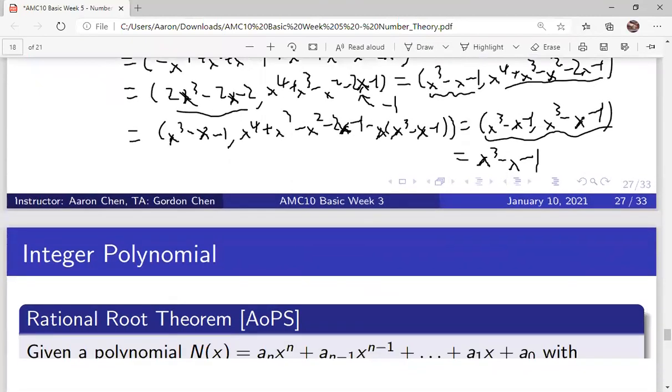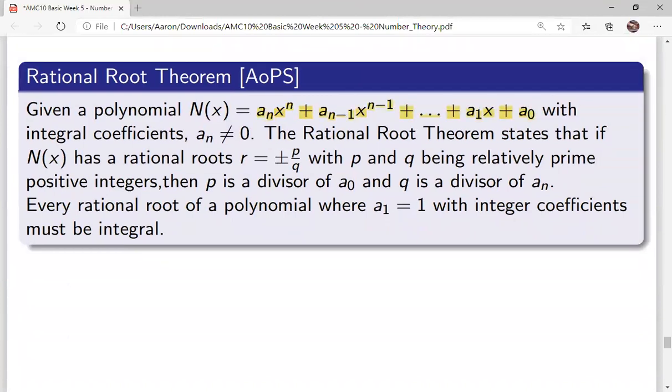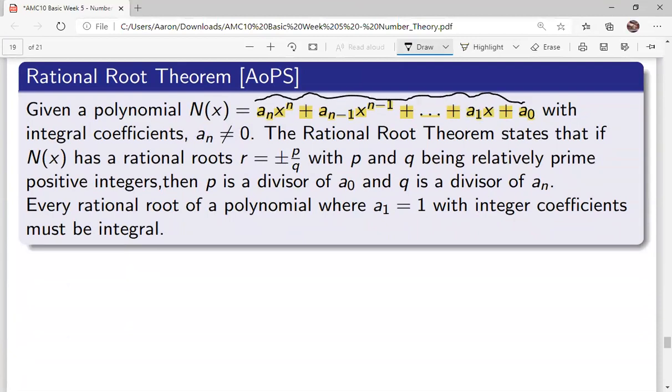All right. So the rational root theorem. When you're given a polynomial, N(x) equals a_n x to the n plus and so on, this is a pretty standard way of writing an nth degree polynomial, with integer coefficients, and a_n is not equal to 0.